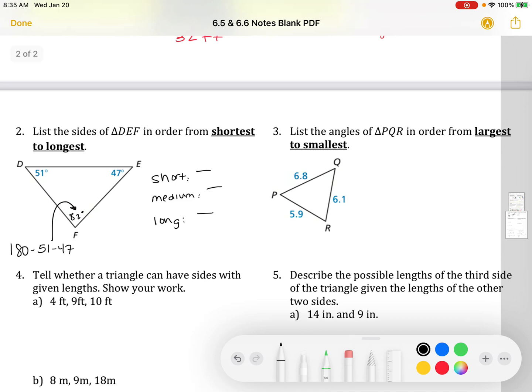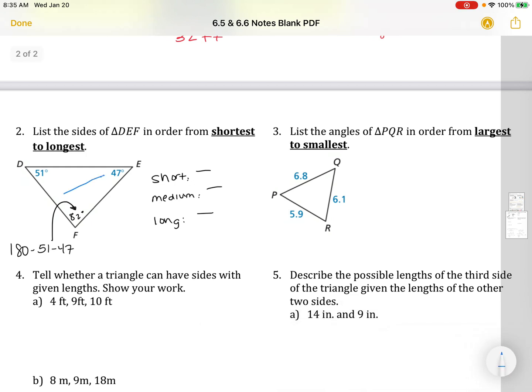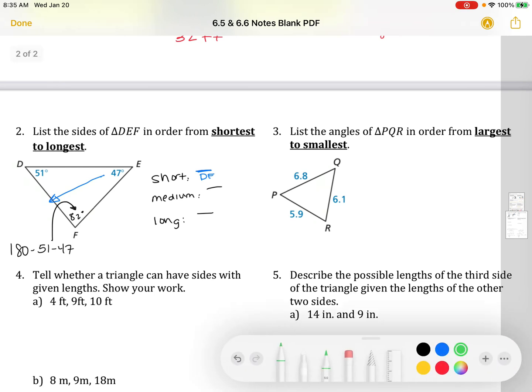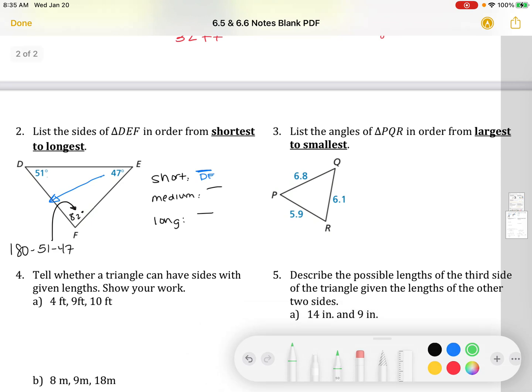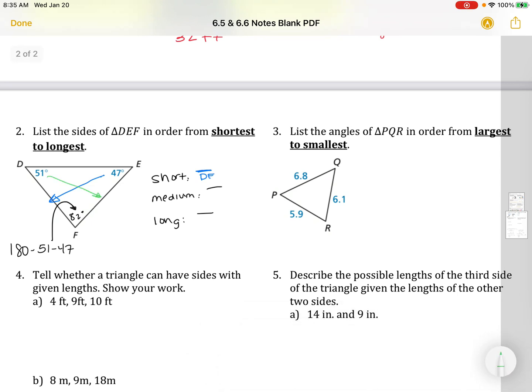Okay, so we're told to go shortest to longest. Shortest is going to be across from my smallest angle. So that guy's the smallest. That means side DF is my shortest side. Medium is going to be across from 51. It's pointing at EF. So EF is going to be my medium-sized side.